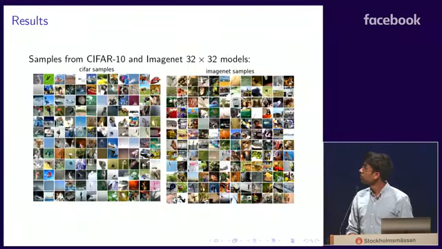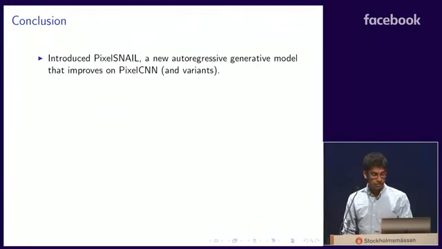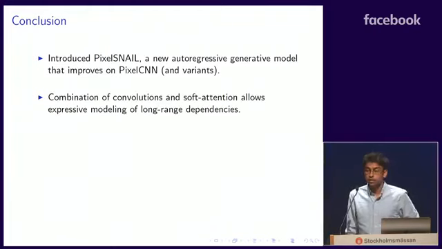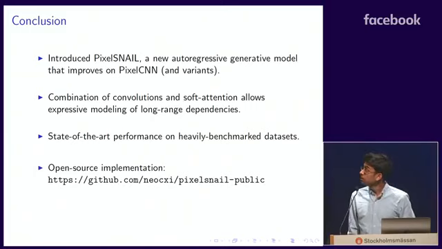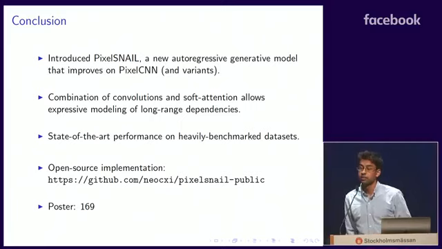Here are some samples from the model, and they look pretty plausible. In conclusion, we introduced PixelSNAIL, a new autoregressive model that improves on PixelCNN. By combining convolutions with soft attention, we can learn expressive long-range dependencies, and this leads us to state-of-the-art density estimation on several datasets. The implementation is all open source, and come check out our poster.